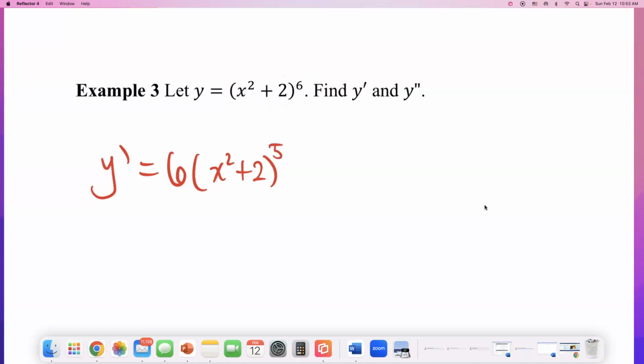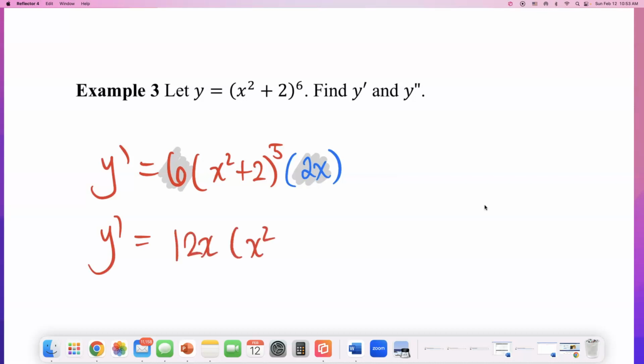So half of the chain rule is done, but now we have to multiply this by the derivative of the inside part. That will be 2x. Now, let's simplify this by multiplying this 6 and 2x. So the first derivative equals 12x times (x squared plus 2) raised to the 5th power. So we got the first derivative.